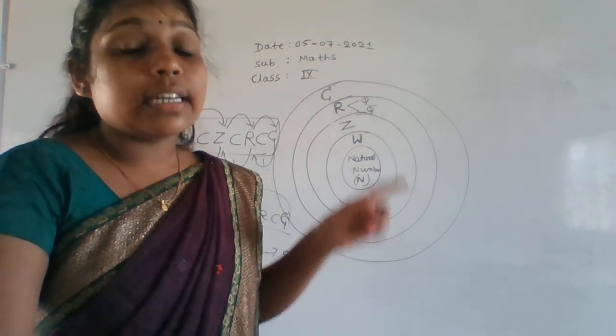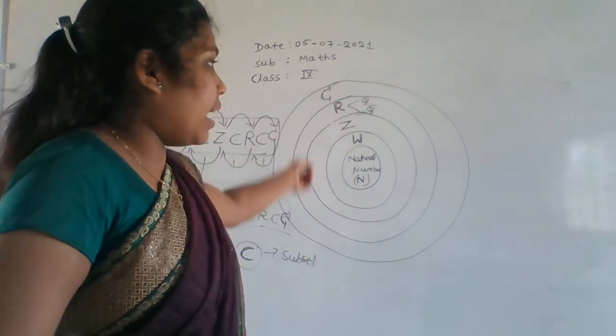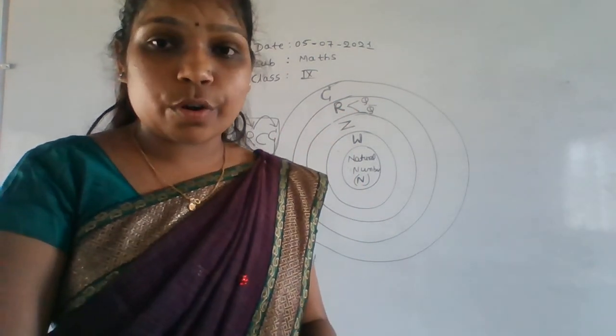The homework is just to practice: write these types of numbers as well as this diagram two times. That is the homework for you people.